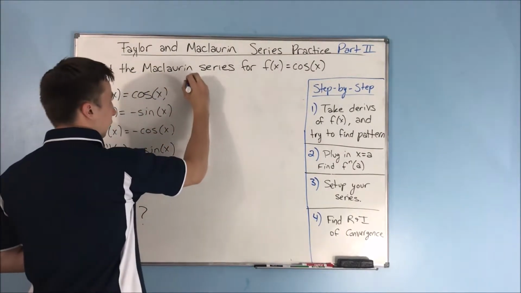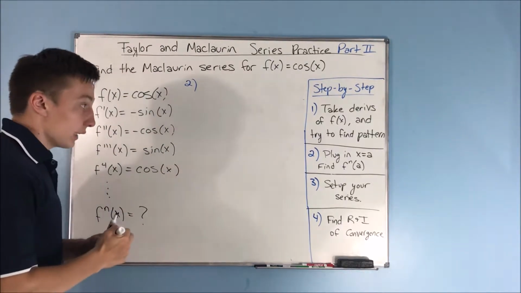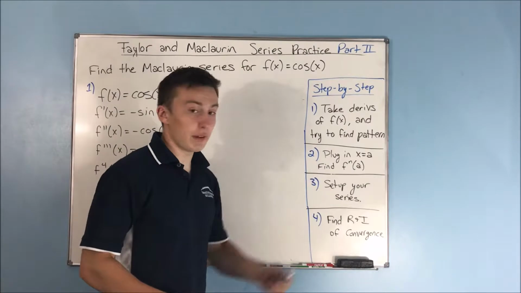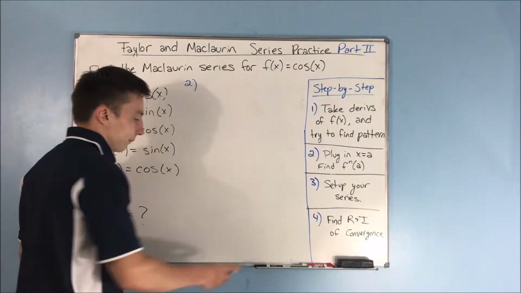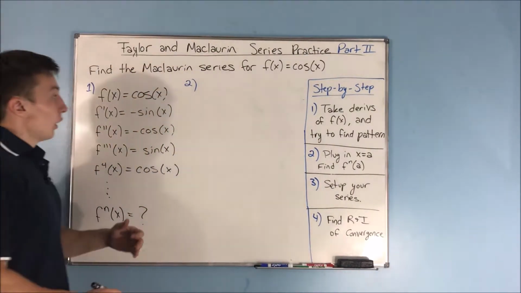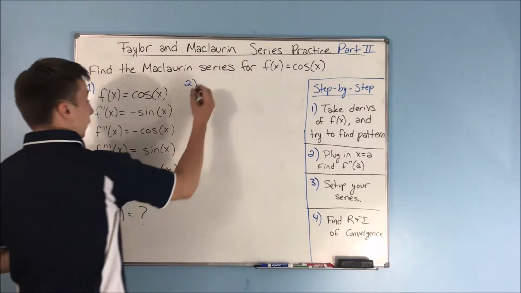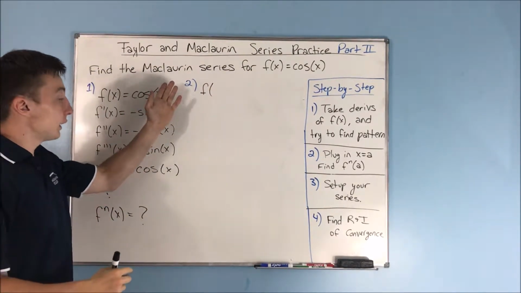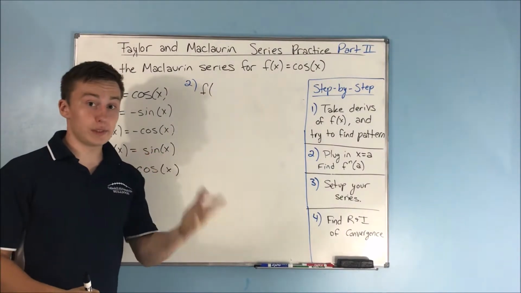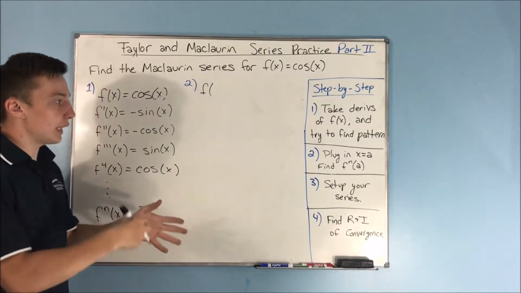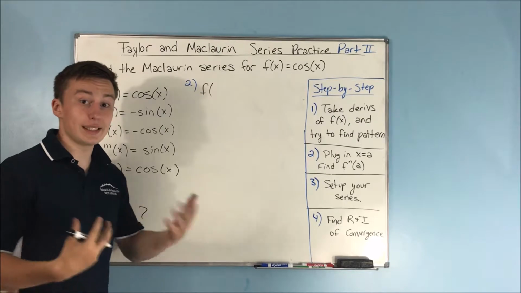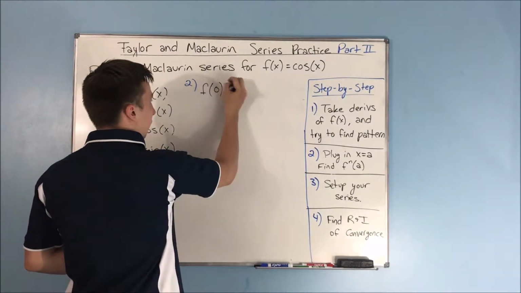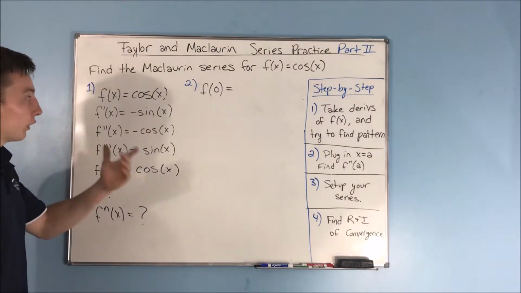Now step 2. We need to plug in x equals a. Maybe we'll have some luck and we'll know what the nth derivative of f at a is. Well, let's try that. Remember, this is a Maclaurin series, so a is going to equal 0. This is the Taylor series at a equals 0. That's what a Maclaurin series is. We have f of 0. Cosine of 0 is 1.